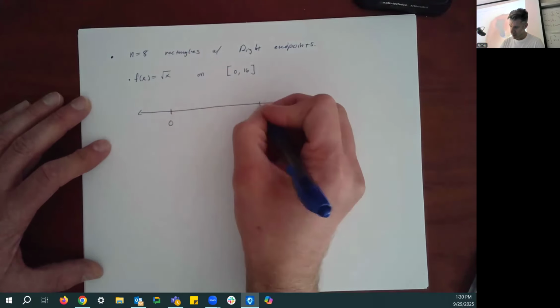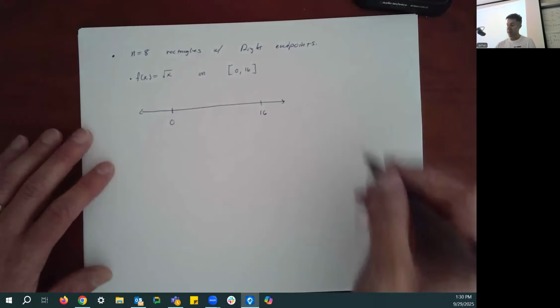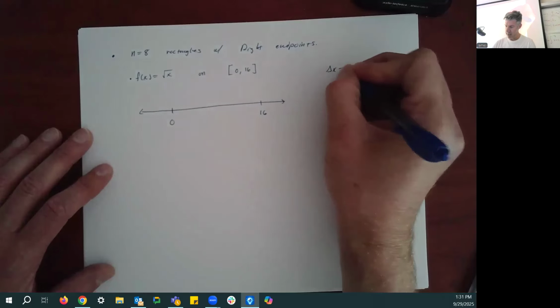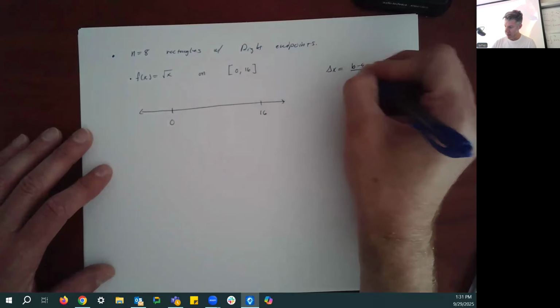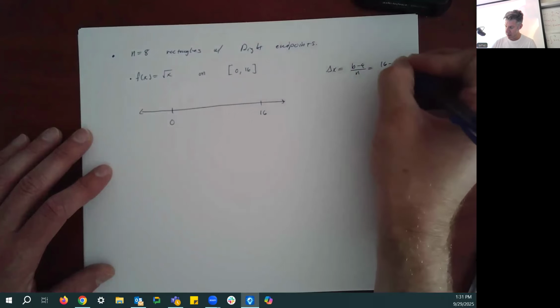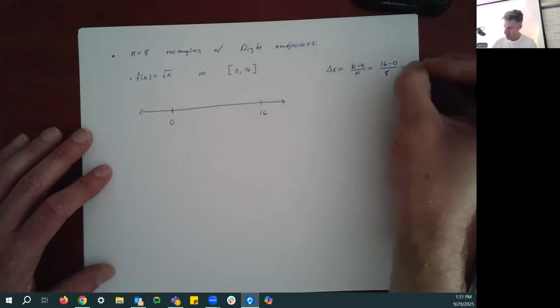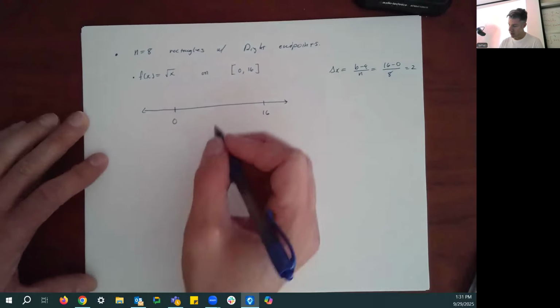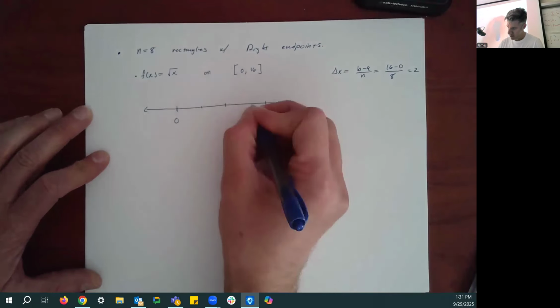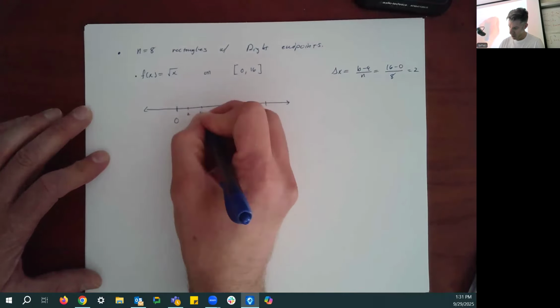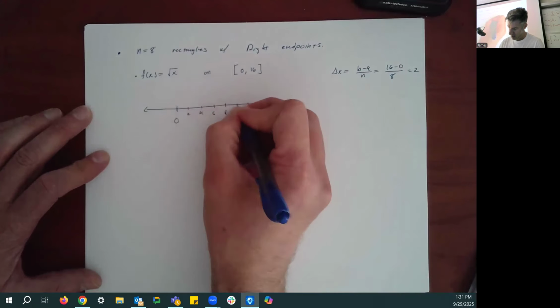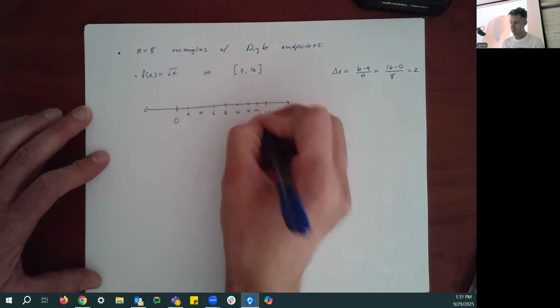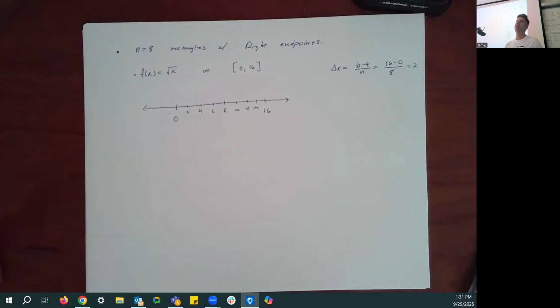Here's 0, here's 16. My delta x in this case is b minus a divided by n, which is 16 minus 0 divided by 8, which is 2. So all of my subintervals are 2 away from the next one. So it's going to be 0 to 2, 2 to 4, 4 to 6, 6 to 8, 8 to 10, 10 to 12, 12 to 14, 14 to 16. It's easy when they're integers. It's less nice when things start to become fractional, but still totally doable.